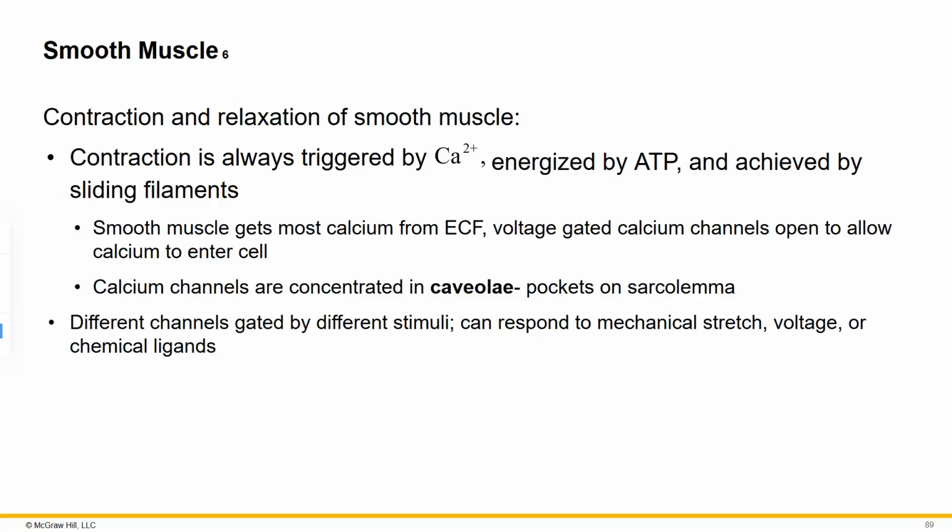Contraction is always triggered by calcium, energized by ATP, and achieved by sliding filaments. Smooth muscle gets most of its calcium, as I mentioned, from extracellular fluid. Calcium channels are concentrated in caveolae, pockets on the sarcolemma. There are different channels, gated by different stimuli, that can respond to mechanical stretch, voltage, or chemical ligands.